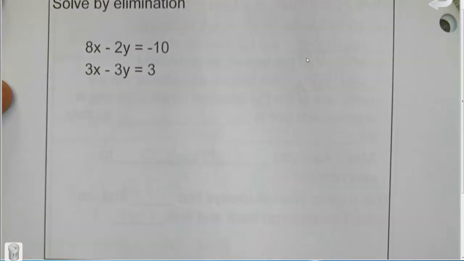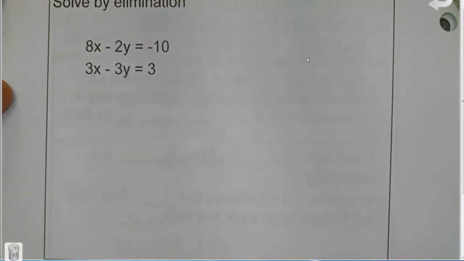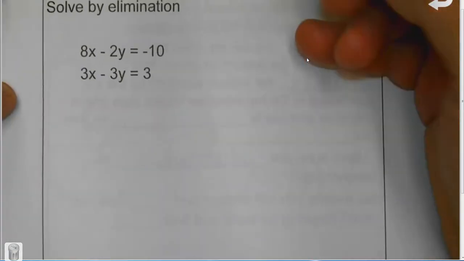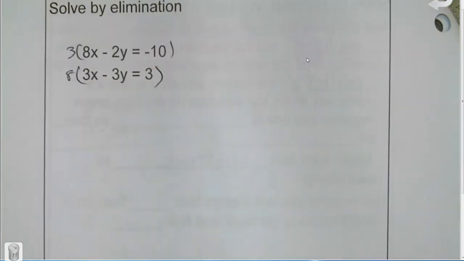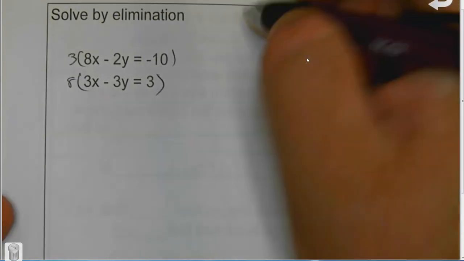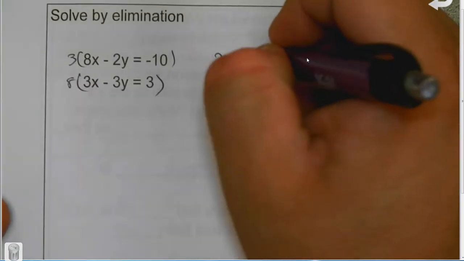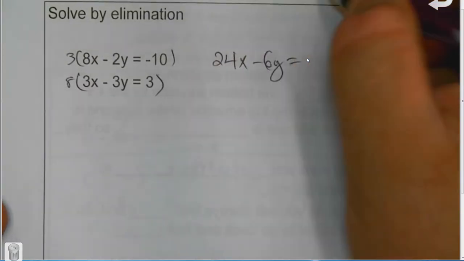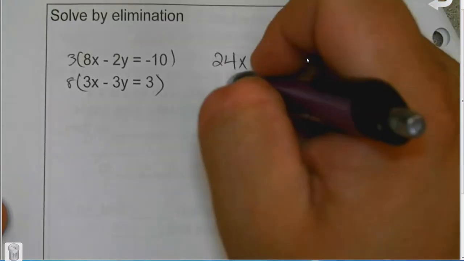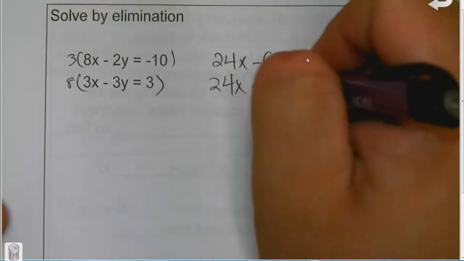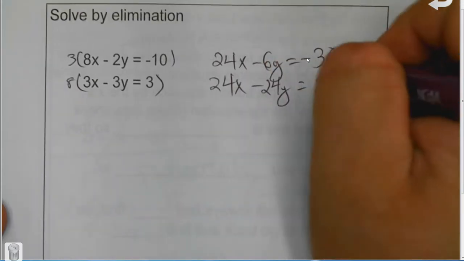I'm going to do one more together before I give you one to do on your own. Or maybe we'll just look at this in class tomorrow. Anyway, here, what am I going to do? Well, I'm going to multiply the top by 3 and the bottom by 8. What I want you to do now is pause the video, set up the other problem, solve for x. In this one, actually, I'll just do this real quick. 24x minus 6y is equal to negative 30. 24x minus 24y is equal to 24.